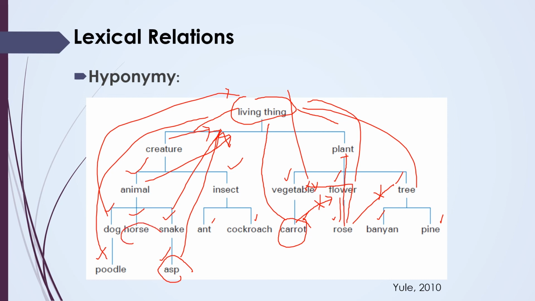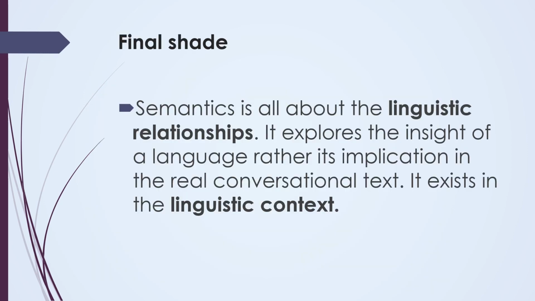And we cannot say horse is a dog. We cannot say asp is a horse. We cannot say ant is an animal, but we can say ant is an insect, ant is a creature, ant is a living thing. But we cannot change that. We cannot say ant is a cockroach as well. So that's what we refer to as hyponymy. Hyponymy refers to the relationship of these categories.